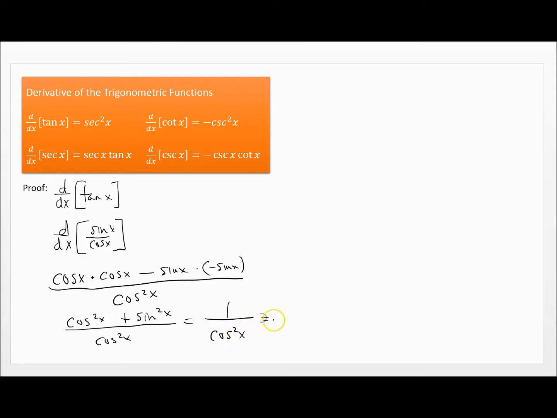Now, we're almost there. You know what? 1 over cosine squared of x is the same as saying, I think you'll agree, 1 over the cosine of x all squared, right? What's 1 over the cosine of x? That's secant of x.